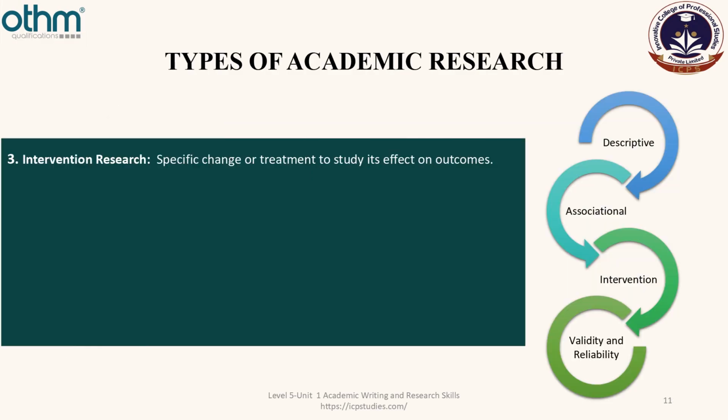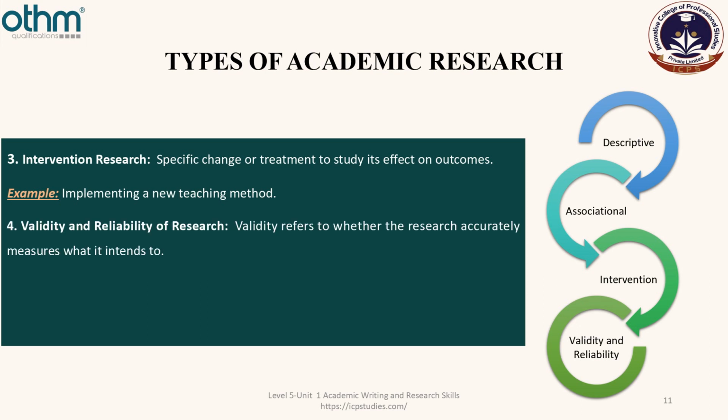Then we have intervention research. Intervention research is all about applying a specific change or treatment to study its effect on the outcome. For example, we can implement a new teaching method to study its effect on outcomes. Then we have the validity and reliability of the research.